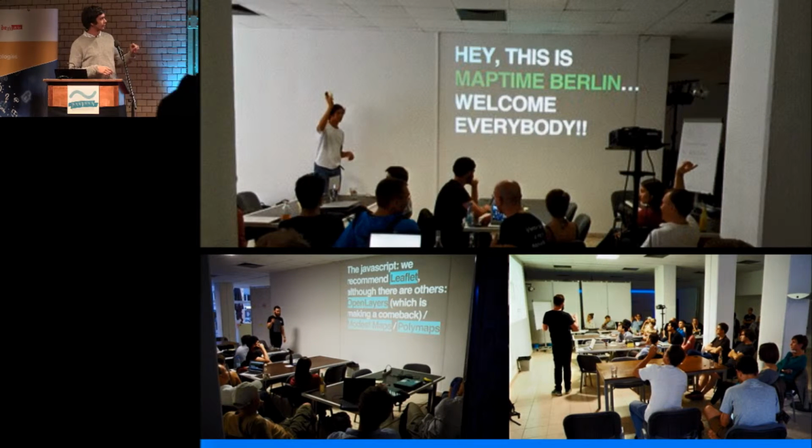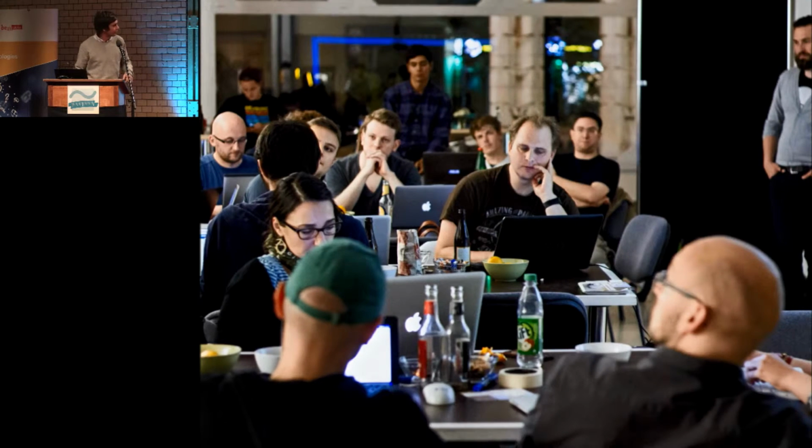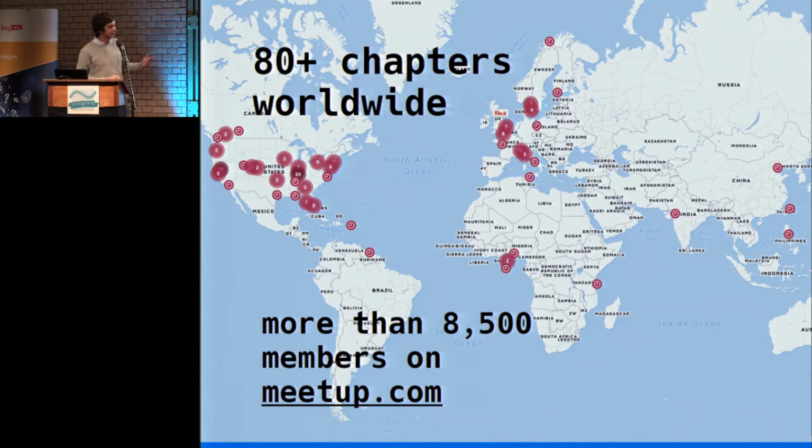And this was, as I said, the first session, and we had roughly 10 to 20 people. It was still pretty small, but we were surprised that so many people showed up. This is just another impression. People have a lot of computers, they drink a lot of beer sometimes, they talk about projects. And this is the state of Maptime at the moment.